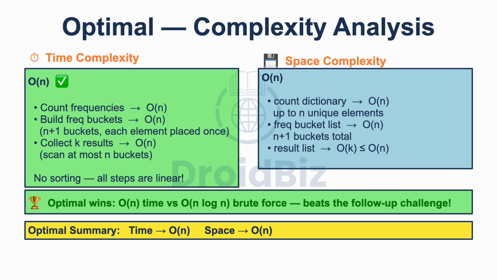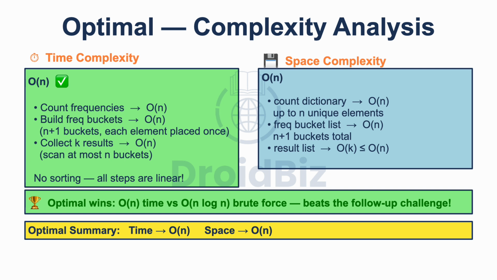Let's analyze the complexity of our optimal bucket sort solution. Starting with time complexity. Counting frequencies is big O of n, one pass through the array. Building the frequency buckets is also big O of n. We create n plus 1 buckets and place each unique element into exactly one bucket. Collecting the k results is big O of n in the worst case. We scan through the buckets from right to left, touching at most n elements total. Every single step is linear. There is no sorting anywhere. So the overall time complexity is big O of n.